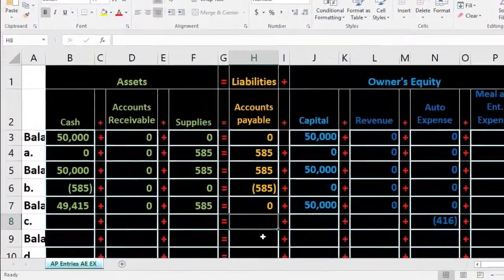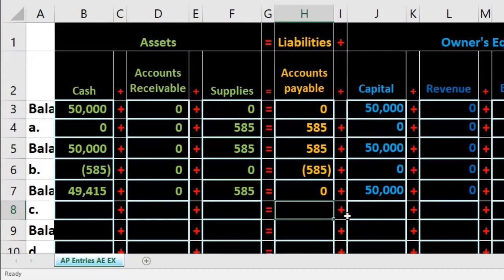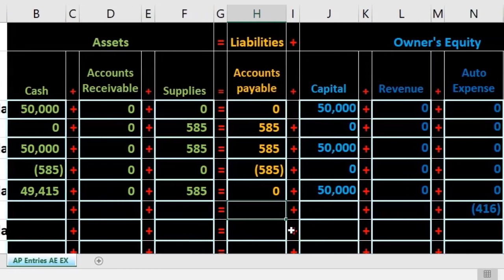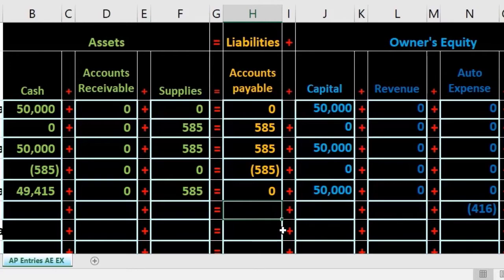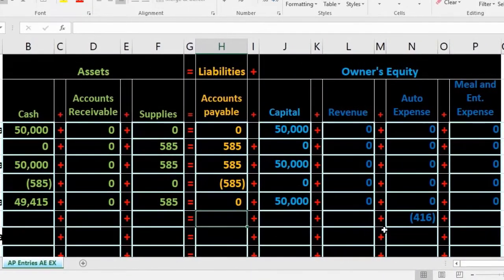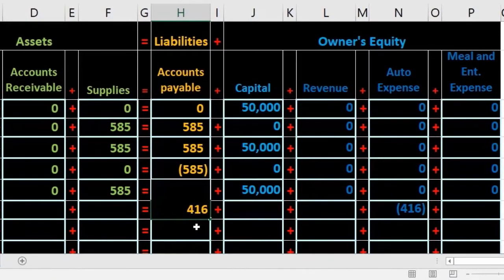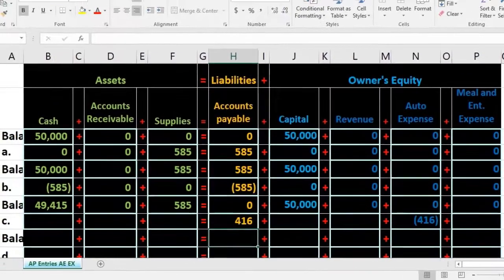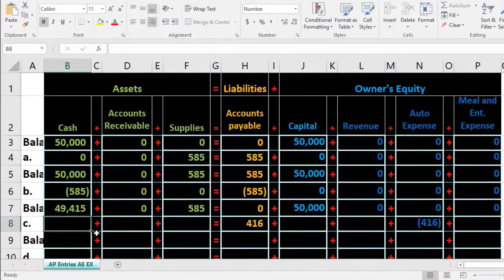Now, we also know it's going to increase because both of these two accounts are on the same side of the equal sign. Therefore, if this is going down and this is on the same side, it must then be going up. So there's our 416, and enter. There is our transaction.